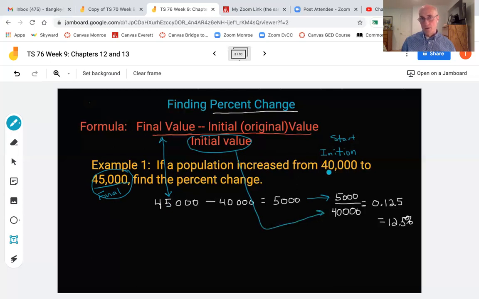Here's the initial value. Initial, I-N-I-T-I-A-L. So the 5,000 change divided by the 40,000 original value gives me, on my calculator, 0.125. To turn that into a percent, move the decimal 2 places, so it's 12.5%. So did we find the percent change? Yeah, we got an answer that's a percent. That's how you calculate percent change.